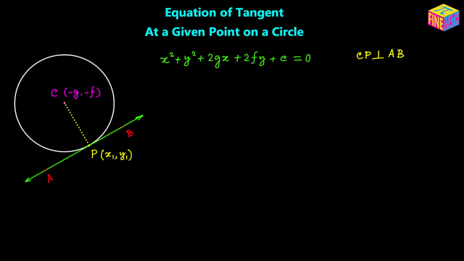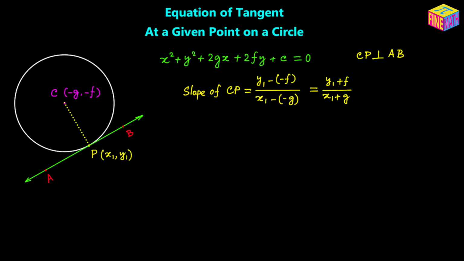Now for CP, we know the coordinates of C and the coordinates of P. So calculating the slope of CP is pretty easy. And what will be the value of the slope? Well, it will be (y1 minus negative f) over (x1 minus negative g). And if we simplify this, it's going to look like (y1 plus f) over (x1 plus g). So this is the slope of the line segment CP, and CP is perpendicular to AB.